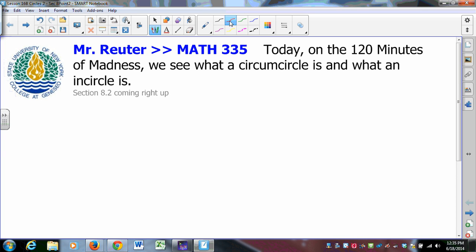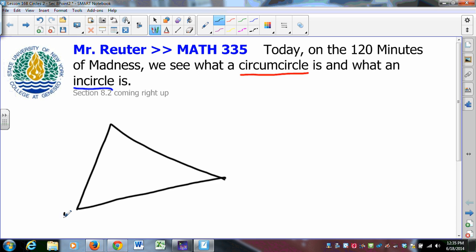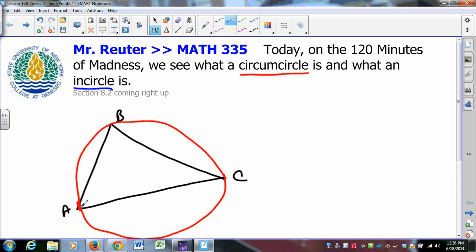And we're back. So on today's show, what a circumcircle is and what an incircle is. Just so we're clear, you give me any generic triangle, triangle ABC. There exists a circle that passes through, in theory, all three vertices. That's right, that circle's just a little fat over here, that's all. Just a little bit thick.